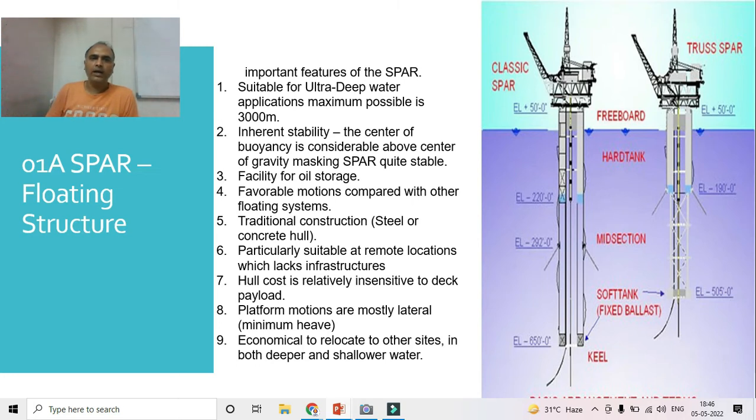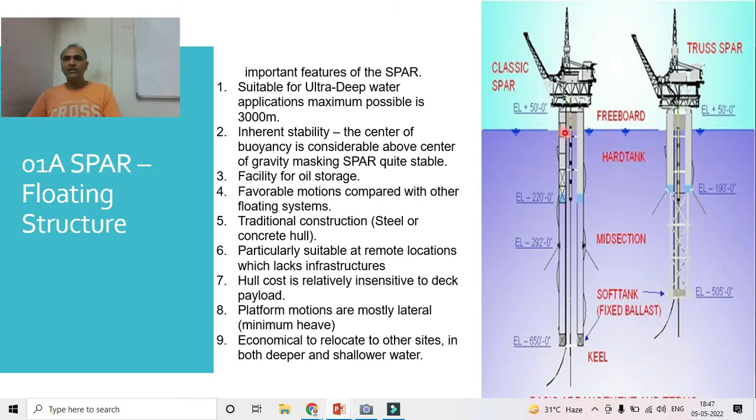So this is the spar, and these are the important features. Here we can see the entire structure of the spar, which is submerged inside the water. This is a smaller spar, this is a bigger spar, and here you can see these compartments which are marked here. They are the storage compartments for hydrocarbon and ballast water. These are the different water depths. Actually, elevation-wise it is shown; this is not water depth, this is the foot elevation. So this is zero, this is zero, this is 220 feet, this is 292 feet, this is 650 feet.